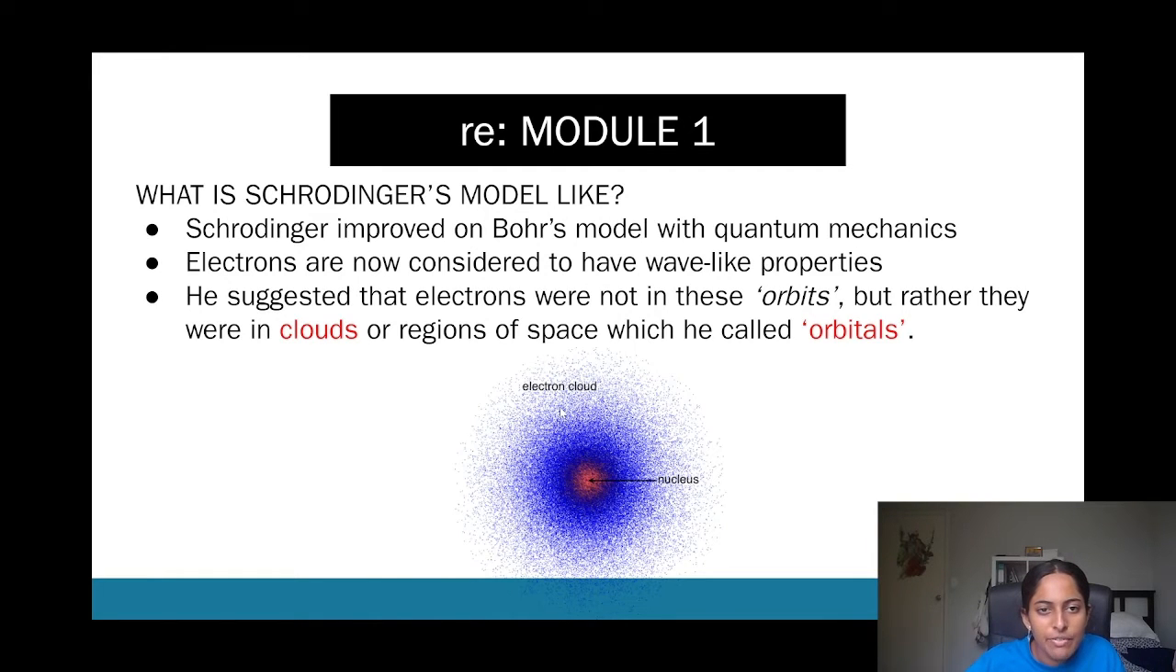Schrodinger improved on Bohr's model. He says that instead of fixed shells, the places where electrons are found are clouds. Schrodinger is saying this is what the atom looks like. Instead of only being in shells, there are also smaller regions of space called orbitals, which I'll get to. Electrons are also considered to have wave-like properties in Schrödinger's model, which is another difference from Bohr's model.